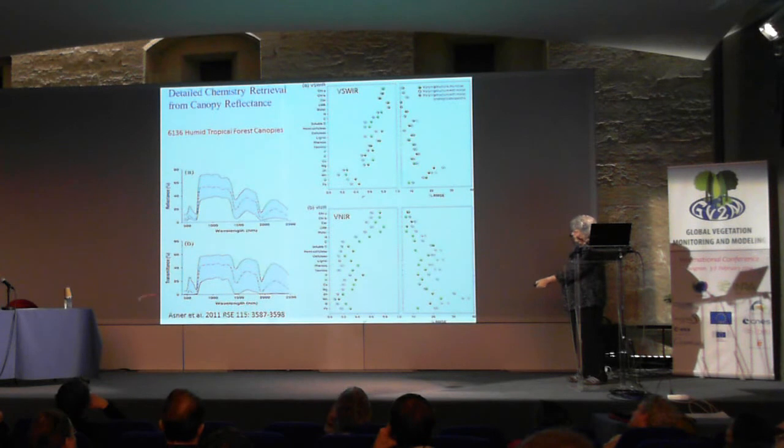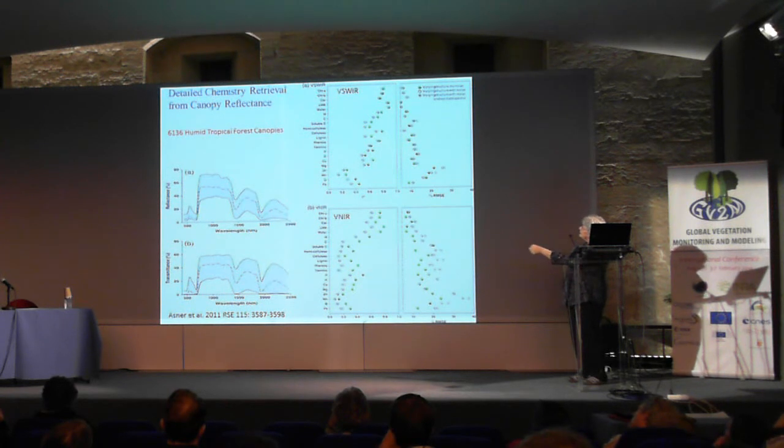And again, Greg Asner has been working for a long time now on mapping tropical forests, and here's an example from a paper he did in 2011 with over 6,000 species, and you see the great variability in reflectance and transmission. And he looked at the detection of a whole bunch of different chlorophylls, leaf mass area, nitrogen, lots of different elements, with both the full spectrum and just the visible near-infrared spectrum.